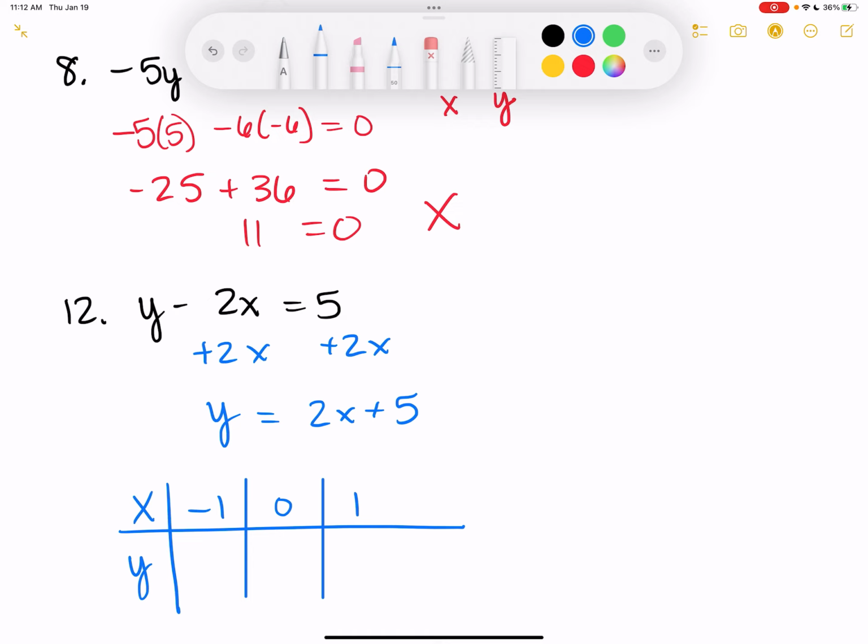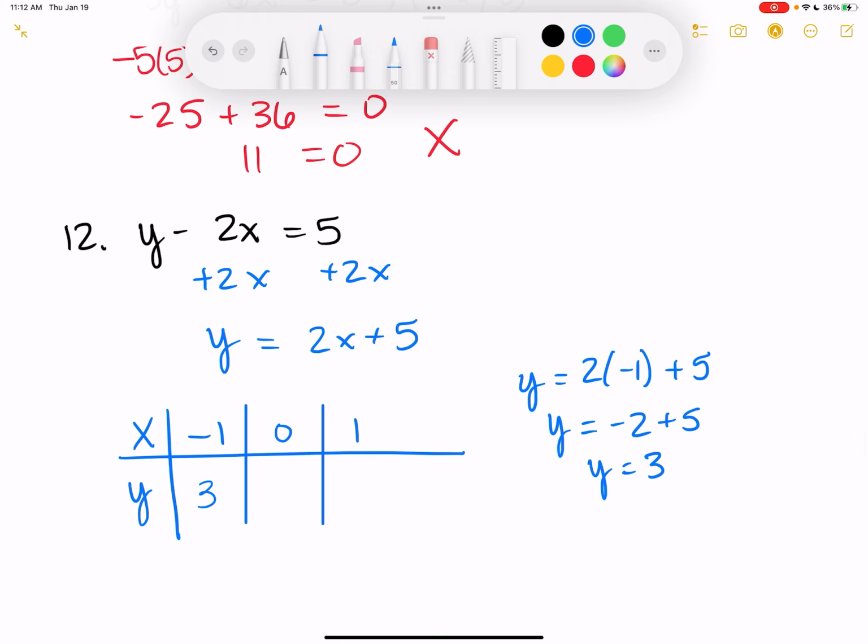So for -1 first, I plug in -1 for x and I see what y equals. So y equals 2 times -1 plus 5. So y equals 2 times -1 is -2 plus 5. So y is equal to 3. So this is when x is -1, y is 3. So the point that I'm going to graph, I like to go ahead and write it down at the bottom, is -1, 3.